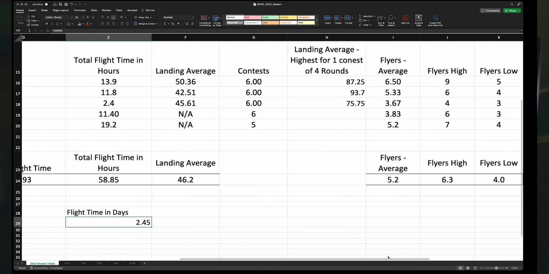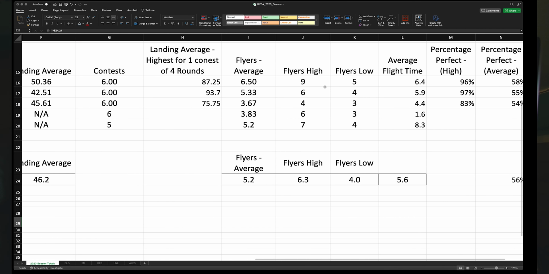So we flew for 58 hours and 85 minutes, which doesn't really mean much to us, but about 2.5 days of total flight time in competition. That's what we did last year. And we have all this here. And you guys have the spreadsheet, but I'll just go through this real quick.